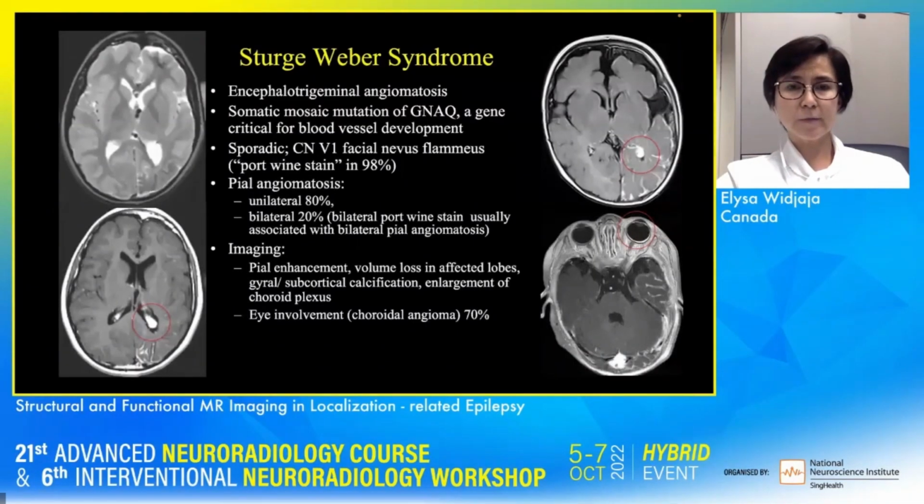So let's move on to Sturge-Weber syndrome. Sturge-Weber syndrome is secondary to somatic mosaic mutation of GNAQ. Pial angiomatosis may be unilateral in about 80% of cases or bilateral in 20% of cases. Patients with bilateral port-wine stain usually present with bilateral pial angiomatosis. Imaging findings include pial enhancement, volume loss in the affected lobes, gyral or subcortical calcification, and enlargement of the choroid plexus. Choroidal angioma is seen in about 70% of cases.